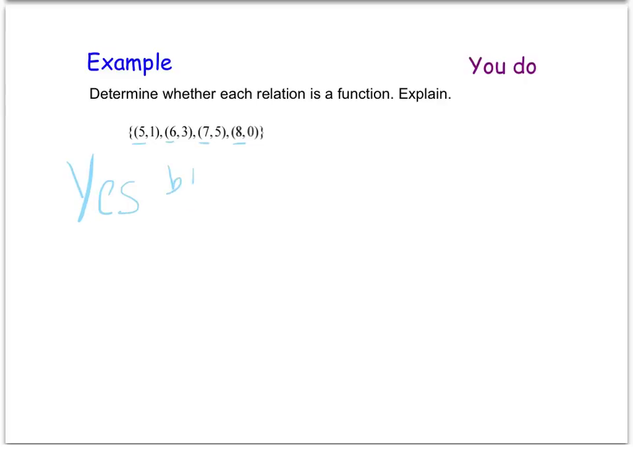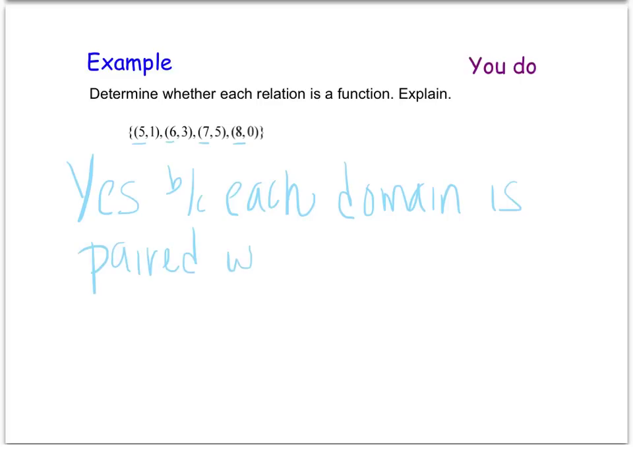Yes, because each element or each domain is paired with exactly one range. And that's important because that's the definition of a function. One domain per one range.